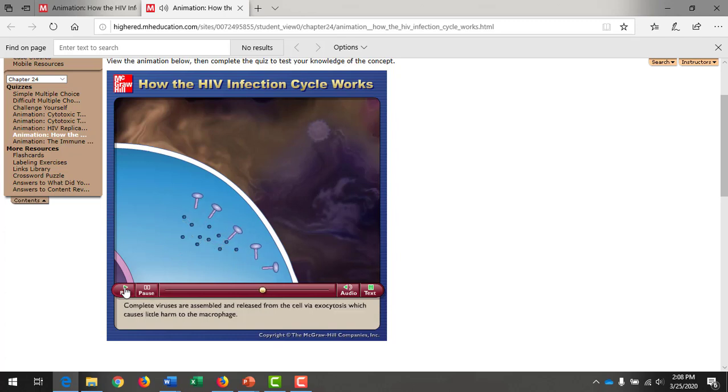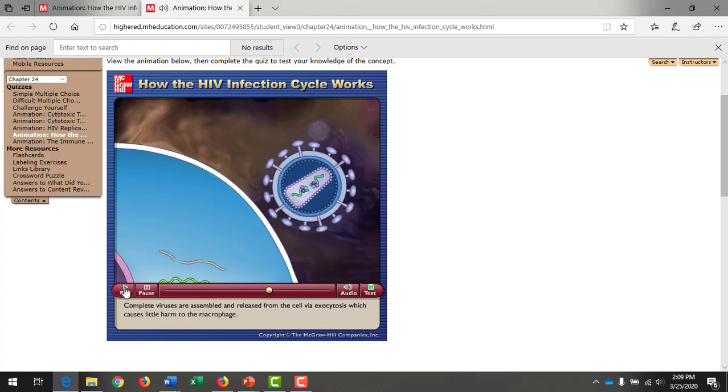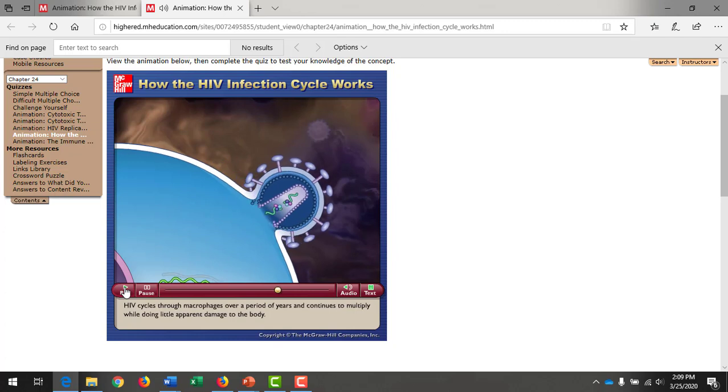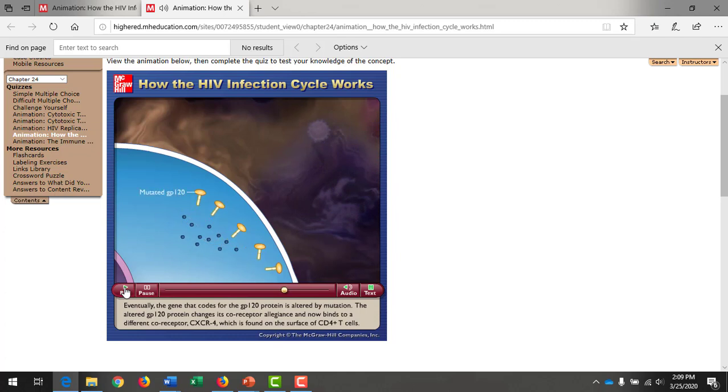Complete viruses are assembled and released from the cell via exocytosis, which causes little harm to the macrophage. HIV cycles through macrophages over a period of years and continues to multiply while doing little apparent damage to the body. Eventually, the gene that codes for the GP120 protein is altered by mutation.